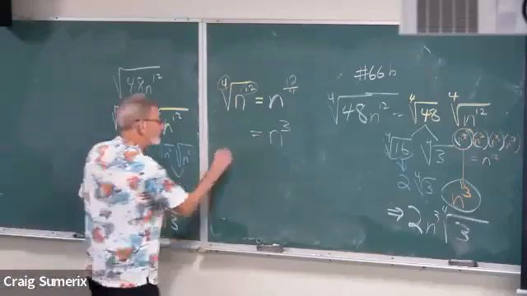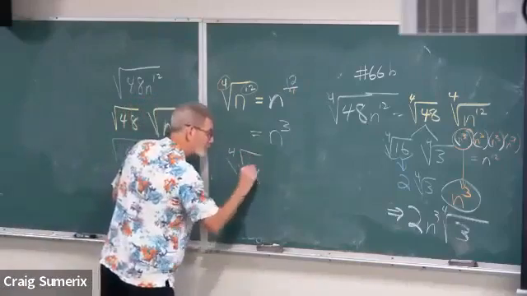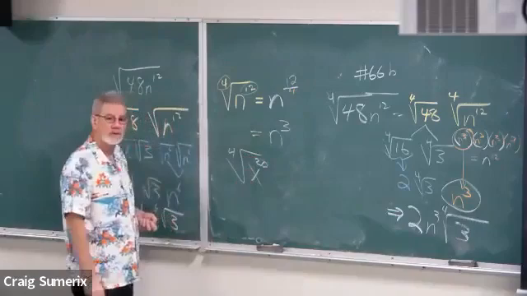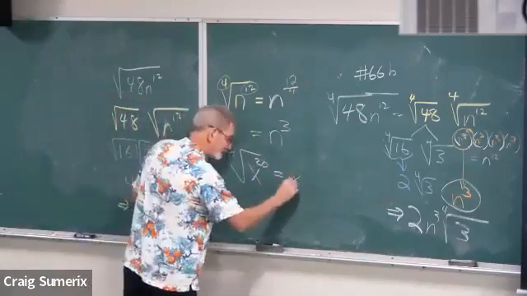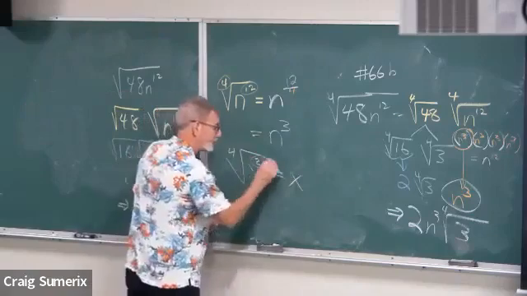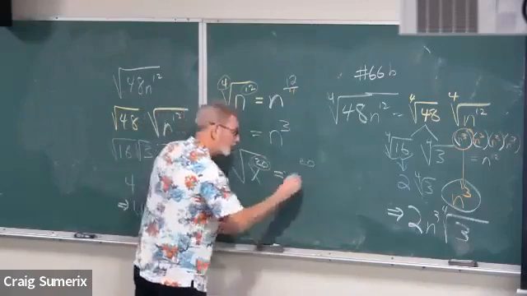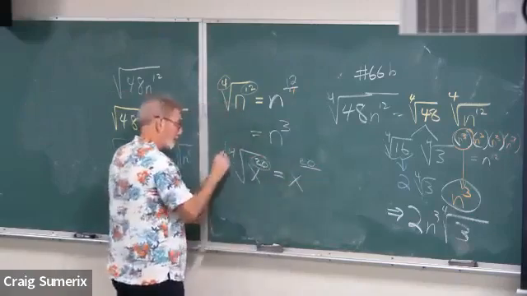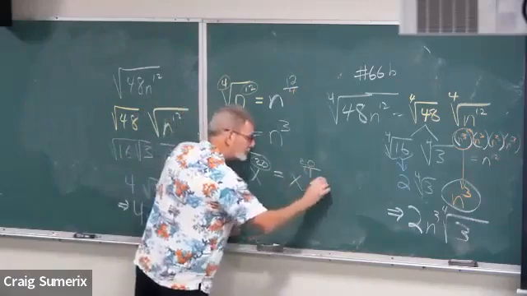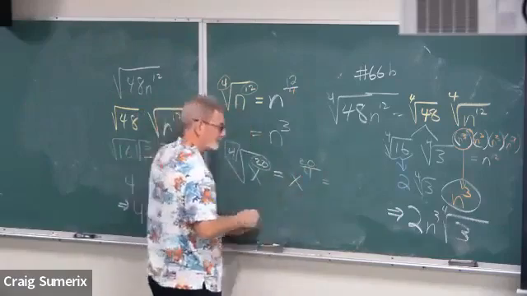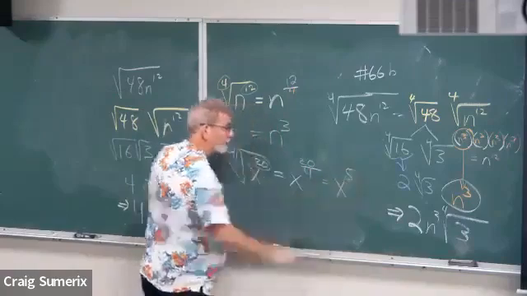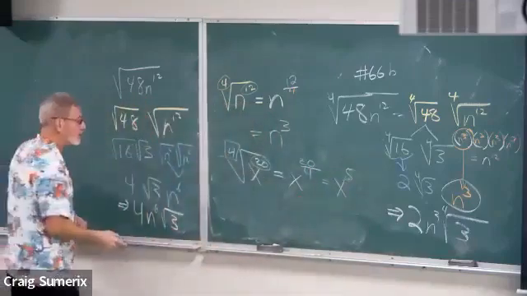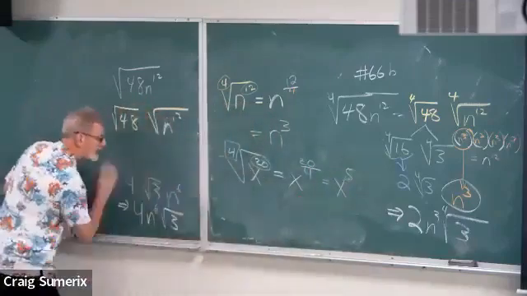So if it was the fourth root of x to the 20th, what would it be? 20 over 4. Is this only for fourth roots? No, you can do it with third roots too. You can do it with square roots. You can do it with any root.